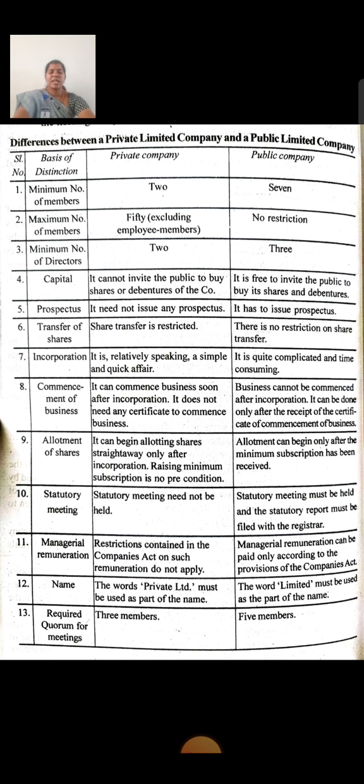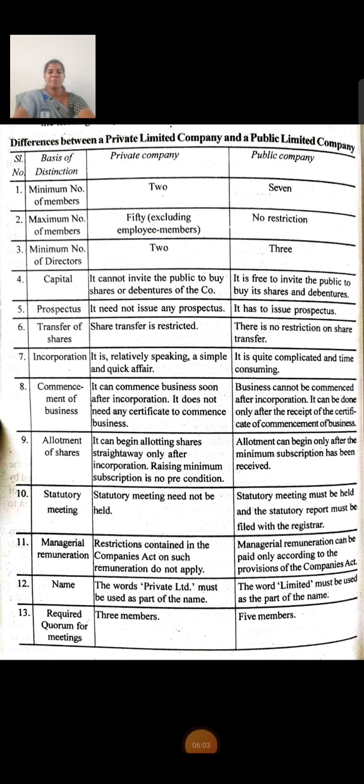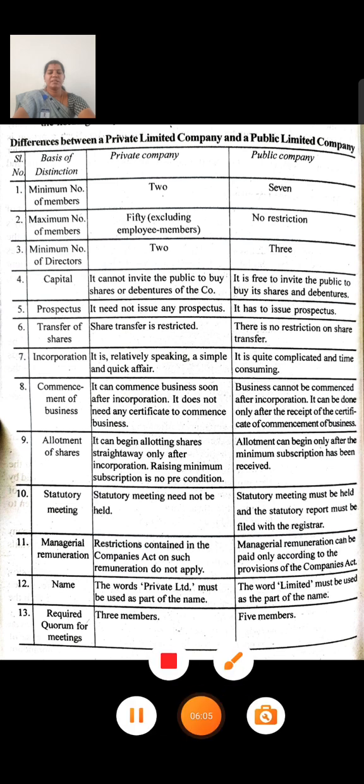Okay, then the last one is the required quorum for meetings. A compulsory 3 members must attend meetings in a private company. In a public company, at least 5 members must attend the meeting. Okay, so these are all the 13 points included in the difference between a private company and a public limited company.